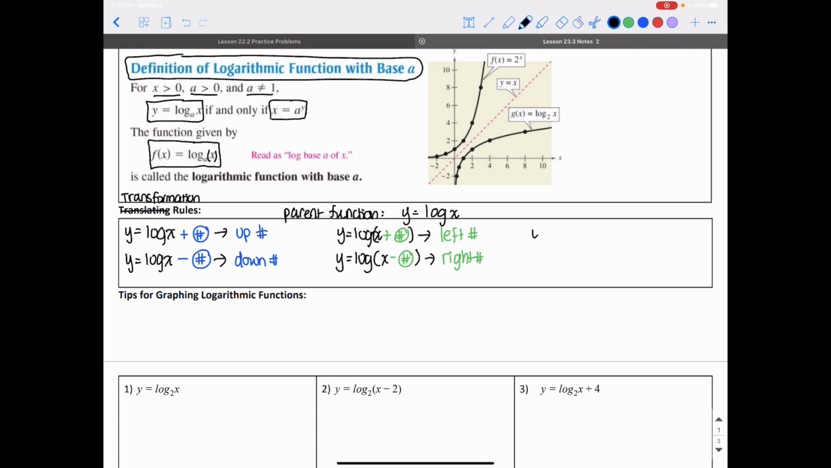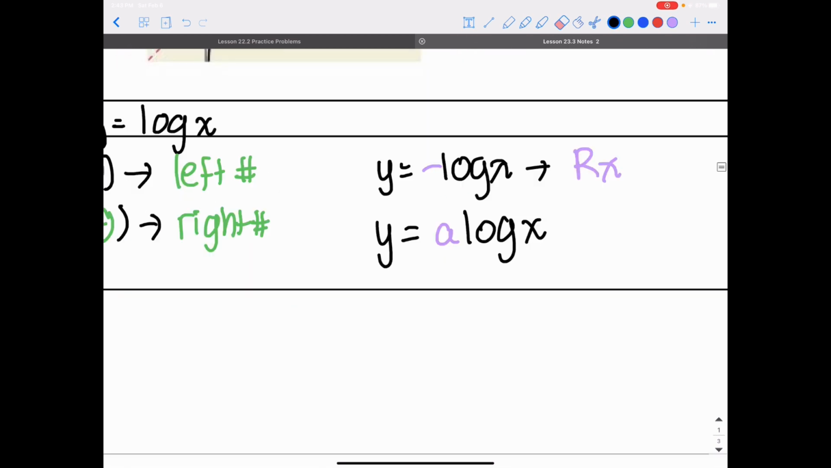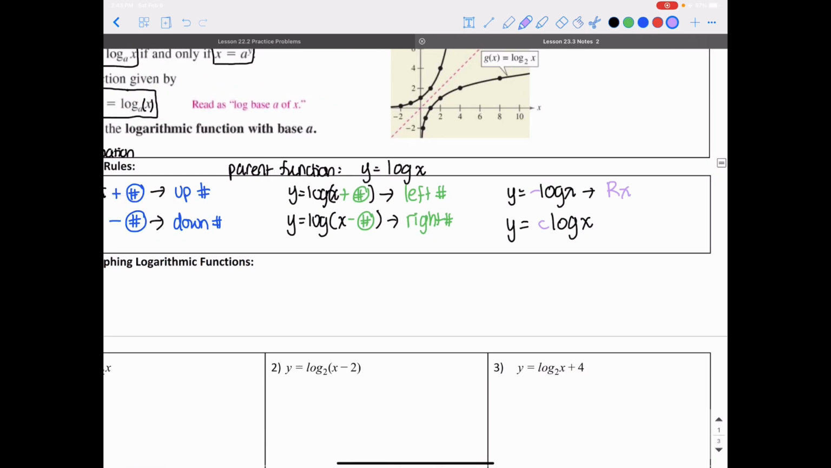Another thing I might see is if I have y is equal to negative log of x, that means that I have a reflection over the x-axis. And if I see y is equal to some number in front of log of x, and maybe instead of a, I'm going to use something I haven't used before, so c, if I see a coefficient in front of the logarithm, I know that there's a vertical stretch or shrink. So a vertical shrink or a vertical stretch.